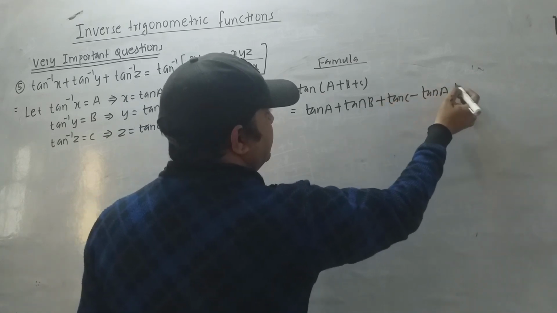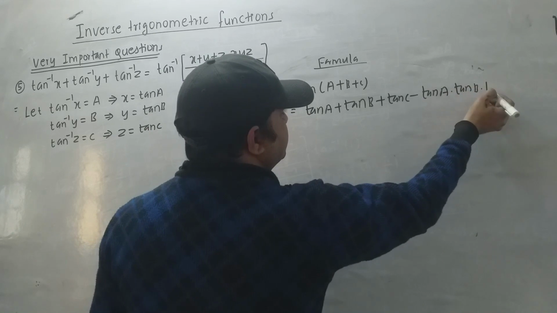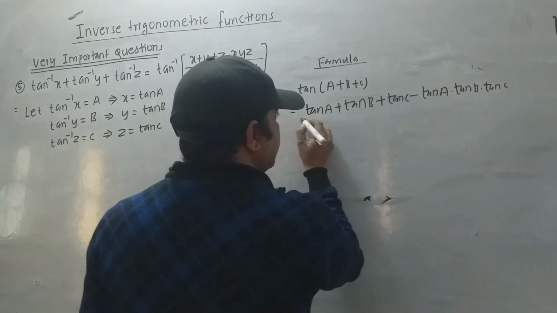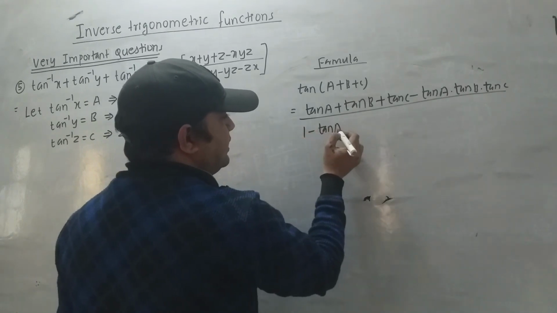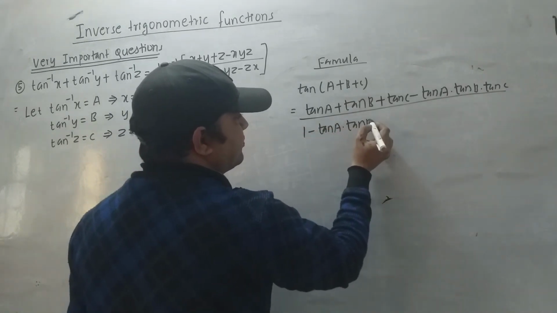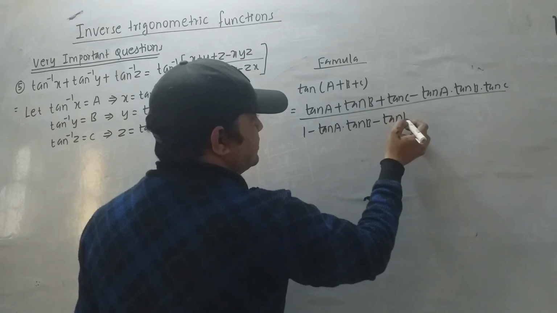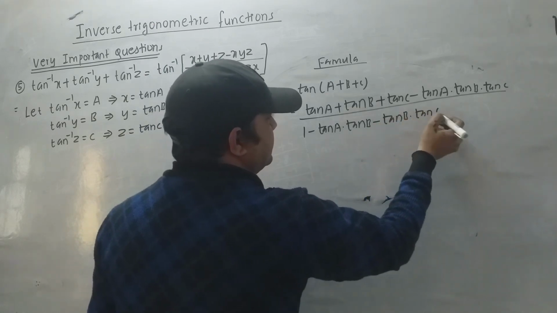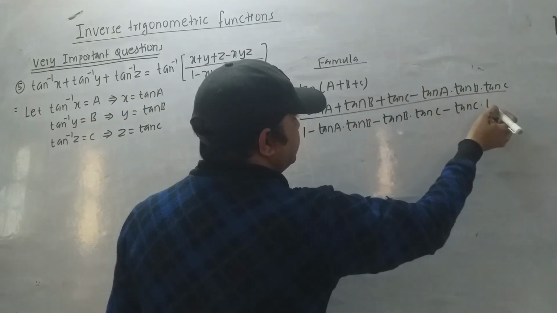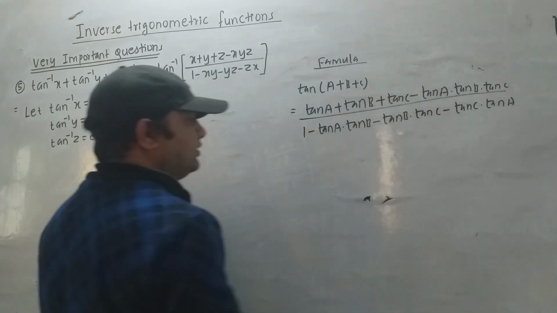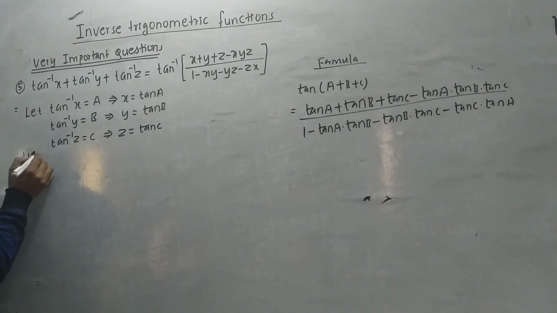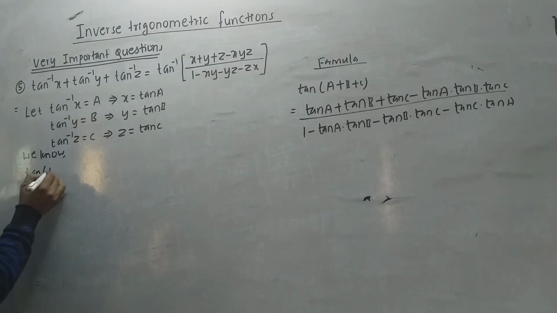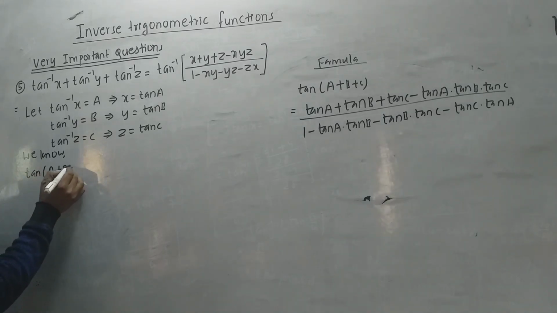minus tan A times tan B times tan C, whole divided by 1 minus tan A tan B minus tan B tan C minus tan C tan A. So if you know this formula, we can easily proceed here. Let me write the formula for tan(A plus B plus C).